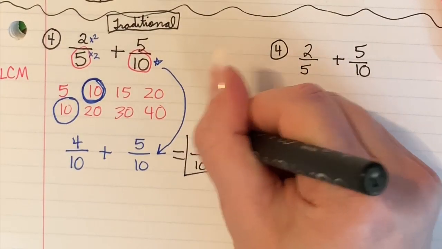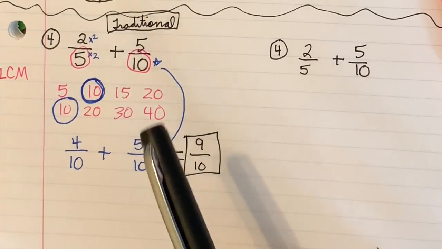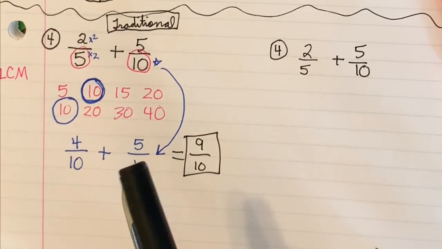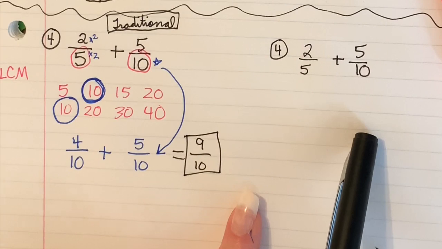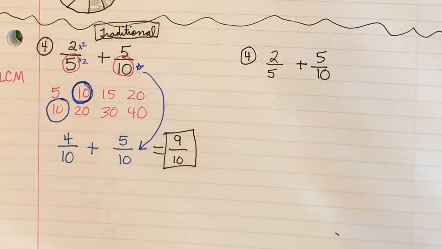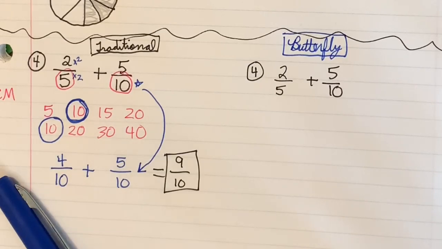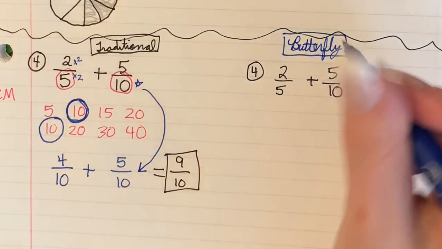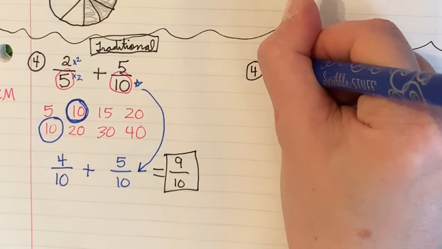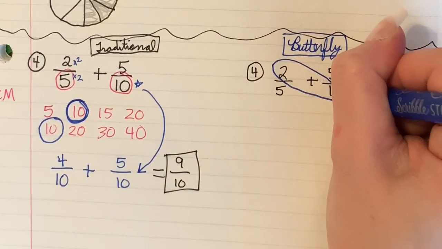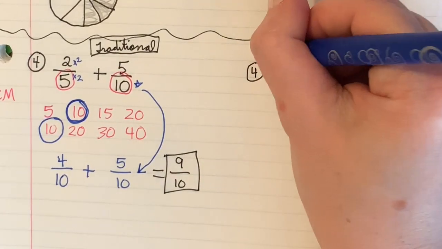So this is the traditional way that teachers feel like they should teach students how to do. And it is effective. I'm about to show you another way. This way is called the butterfly. This is what you got to do. First, you're going to multiply 10 times 2. 10 times 2 is 20.